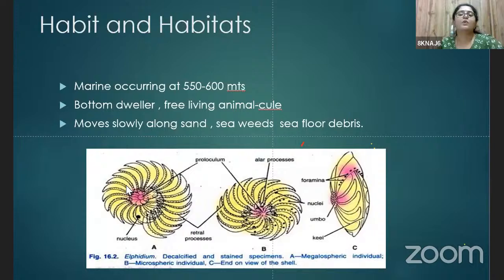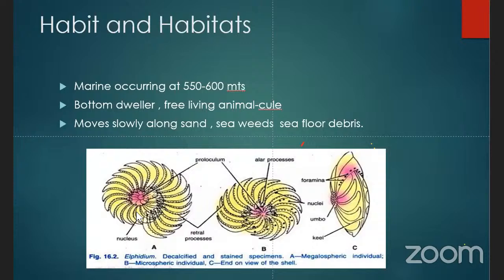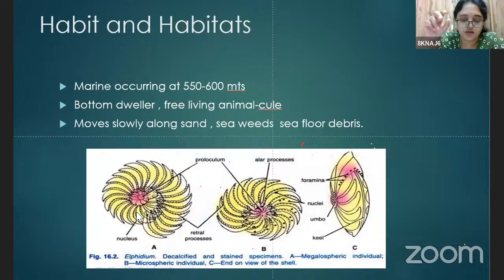Now, when it comes to sexual reproduction, this megalospheric form reproduces sexually by gametes. This will produce the microspheric form. Here, the nucleus breaks down mitotically into many nuclei, and the cytoplasm also breaks into small fragments. One piece of cytoplasm surrounds one nucleus, and then it acquires a pair of flagella. Now these are known as gametes, or zoospores, or flagellulae. All the gametes are similar in shape and structure, so they are known as isogametes.